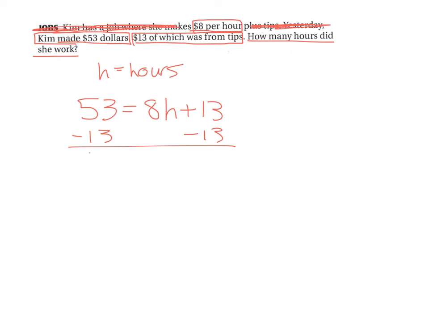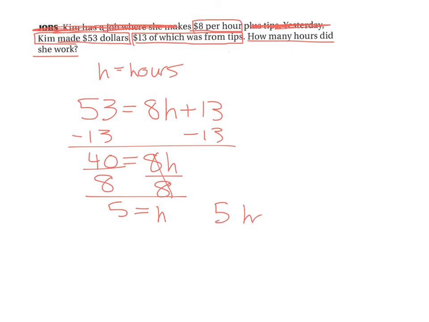53 minus 13 gives me 40 equals 8H. Inverse of multiplication is division. And I get H equals 5. So if she made $53, that means she worked for 5 hours.